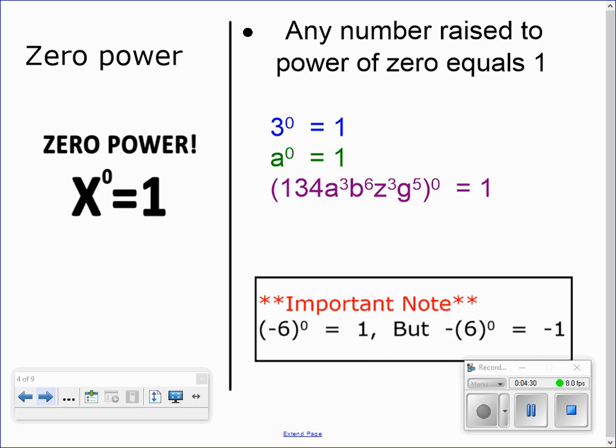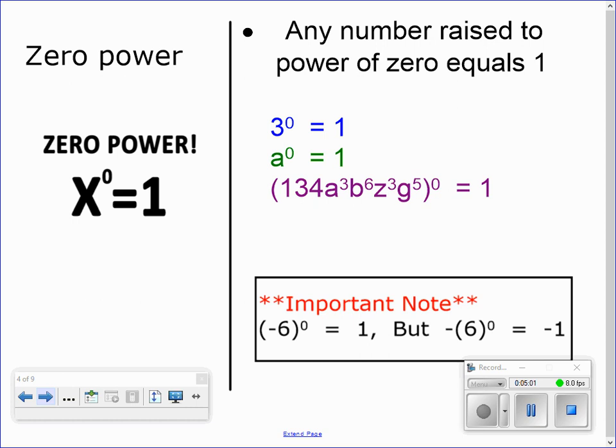We also have this zero power property. And I'm not going to dive too far into the reasoning behind this, just for the sake of time. But the important thing to know here is that any number raised to the power of 0 is equal to 1. So that means 3 to the 0 power is 1, a to the 0 power is 1, 134 a cubed b to the 6th z cubed g to the 5th, and then all of that being raised to the power of 0, all of that is 1.